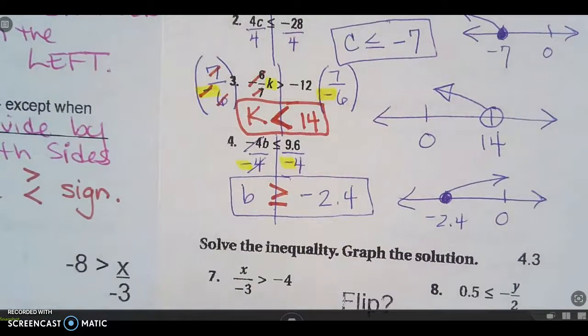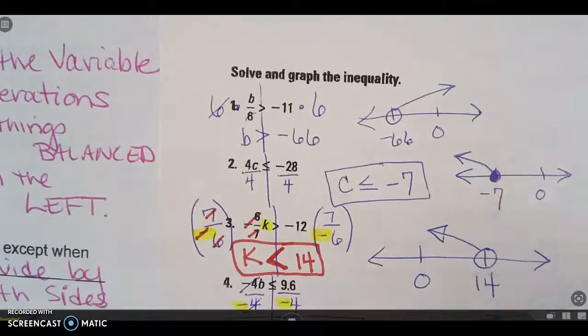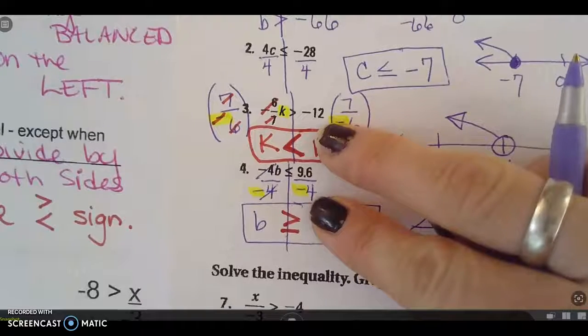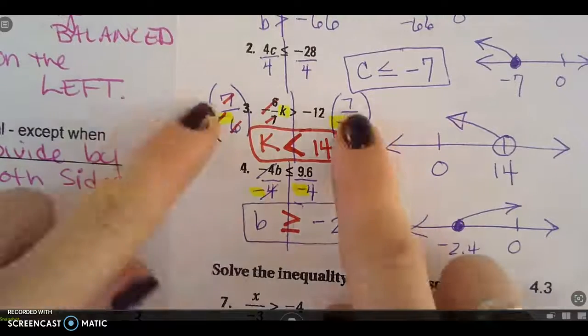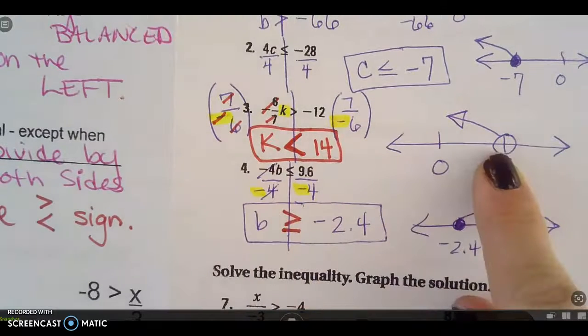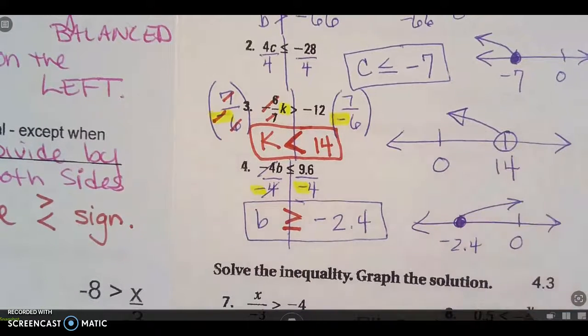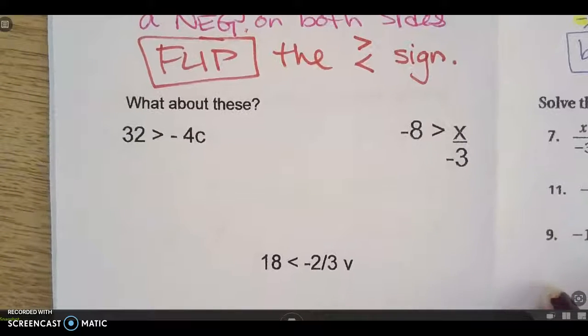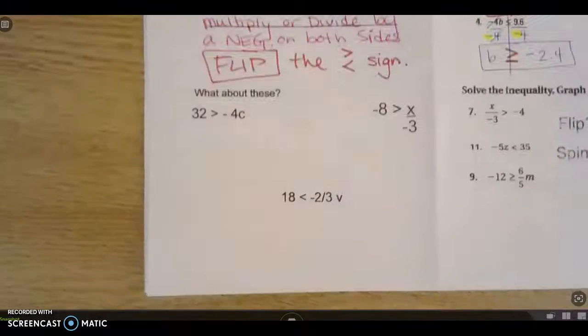Okay? So, we had two normal problems that we just solved for the variable and graphed them. Then we had two where we noticed that we were either multiplying or dividing by a negative on both sides. And so the signs had to flip. Okay, make sure you flip the sign before you graph it. All right. What about these? So now I'm underneath the first slide again.